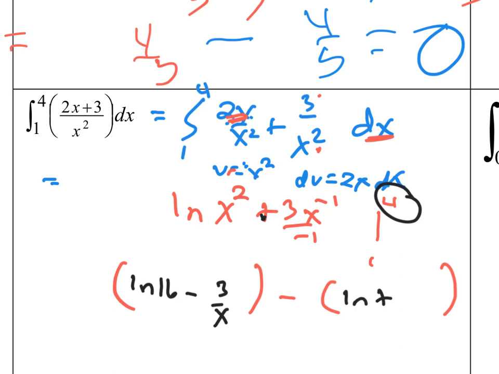Natural log of 1 plus 3 over 1. Actually, it's a minus again, isn't it?